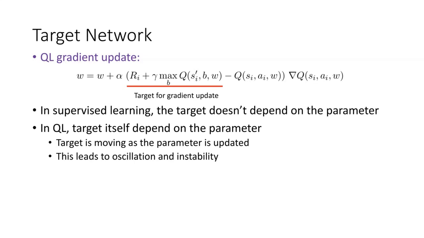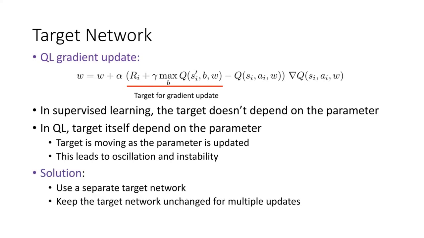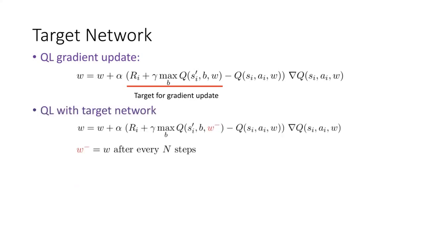If you are trying to do gradient descent in this way, then your gradient descent exhibits very unstable behavior, and this will lead to oscillation. So how do we overcome this issue? We introduce something called a target network to overcome this issue. What is the intuition? We will change the Q learning equation like this.